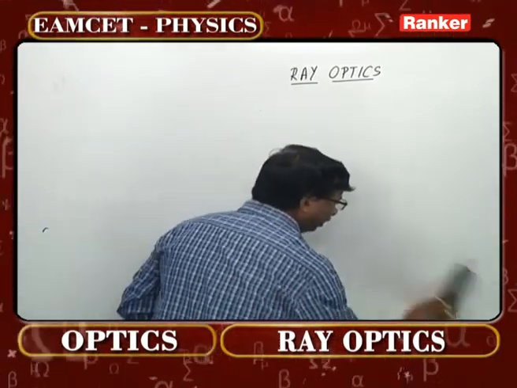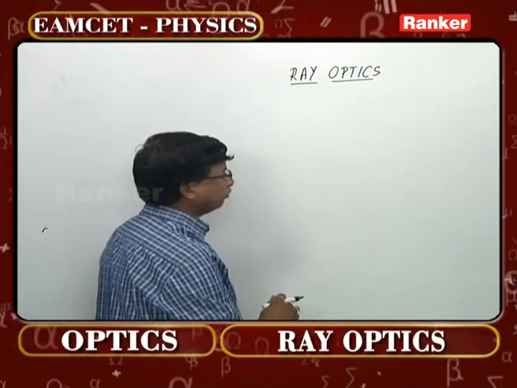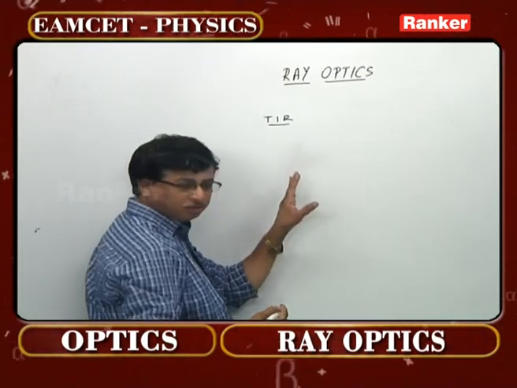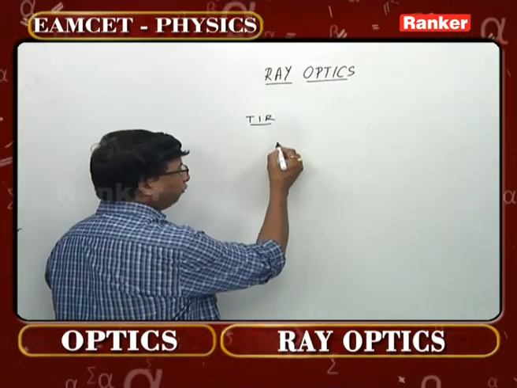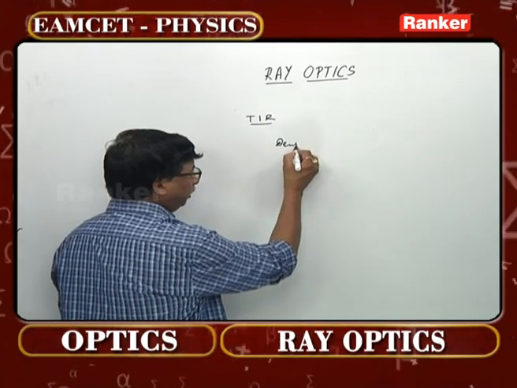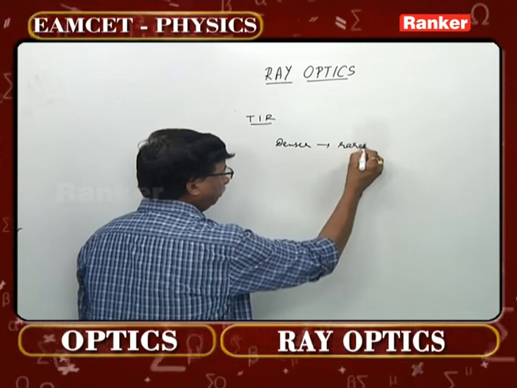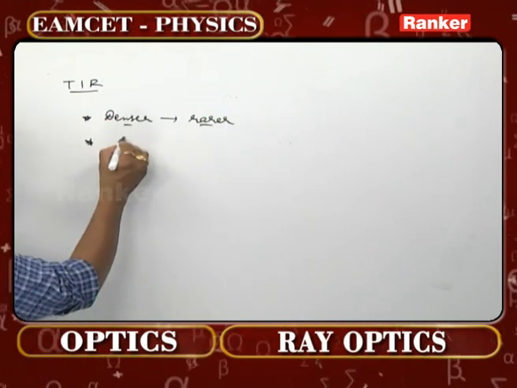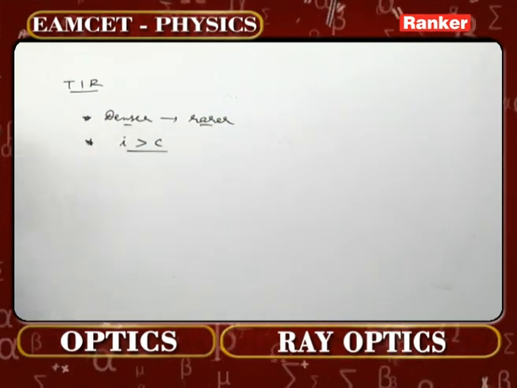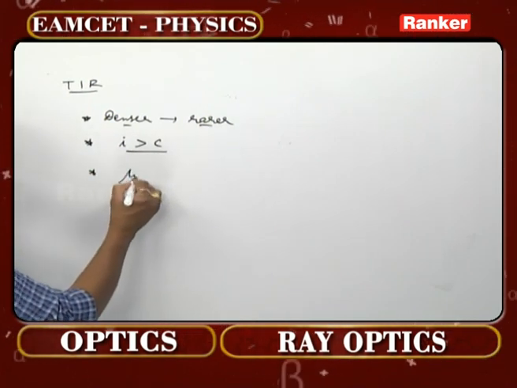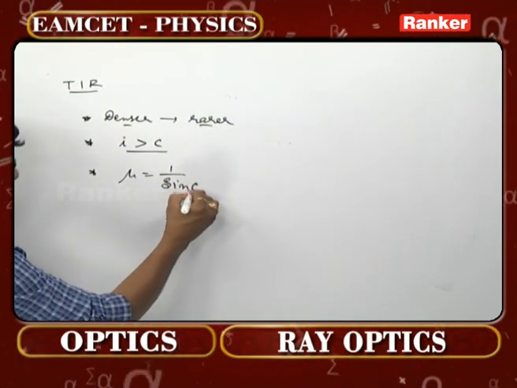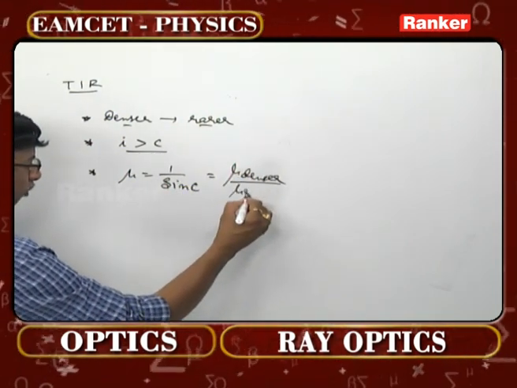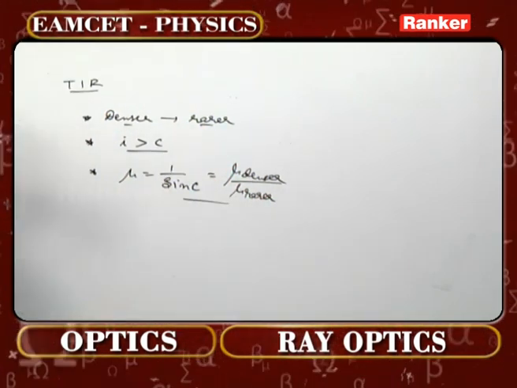Come to the next one. What are the conditions for obtaining total internal reflection in general? Total internal reflection is going to be obtained under a few conditions. The very first condition is that light should pass from a denser medium into a rarer medium. That is the first condition that is needed. And secondly, angle of incidence must be greater than the critical angle. And we know at this critical angle, mu is equal to 1 by sin C. But what is this mu to be called? It is mu denser with respect to mu rarer. That is the formula one should remember.